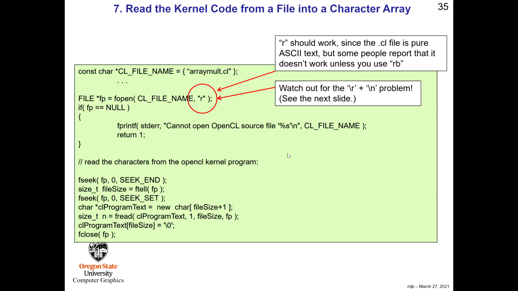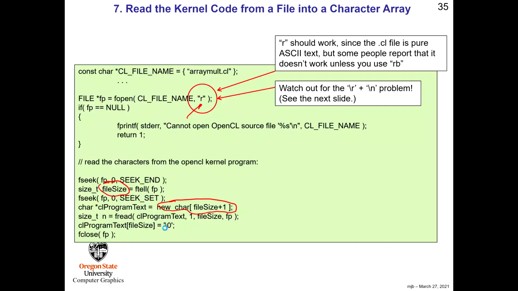You read the kernel code, that .cl file, into an array. You open the file name, you seek to the end, that tells you how many characters are in the file, you create a character array of that size, and you read it all in. Boom.